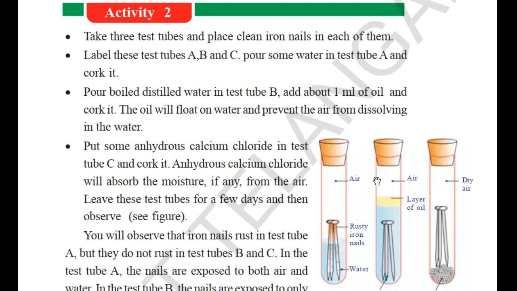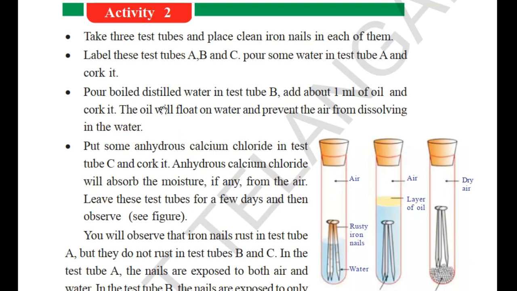Here they have taken 3 clean iron nails, one in each of the test tubes. There are 3 test tubes, 1, 2, 3, and they have taken a clean iron nail in each. They have labeled the test tubes as A, B, C. It is a very important activity, just listen.